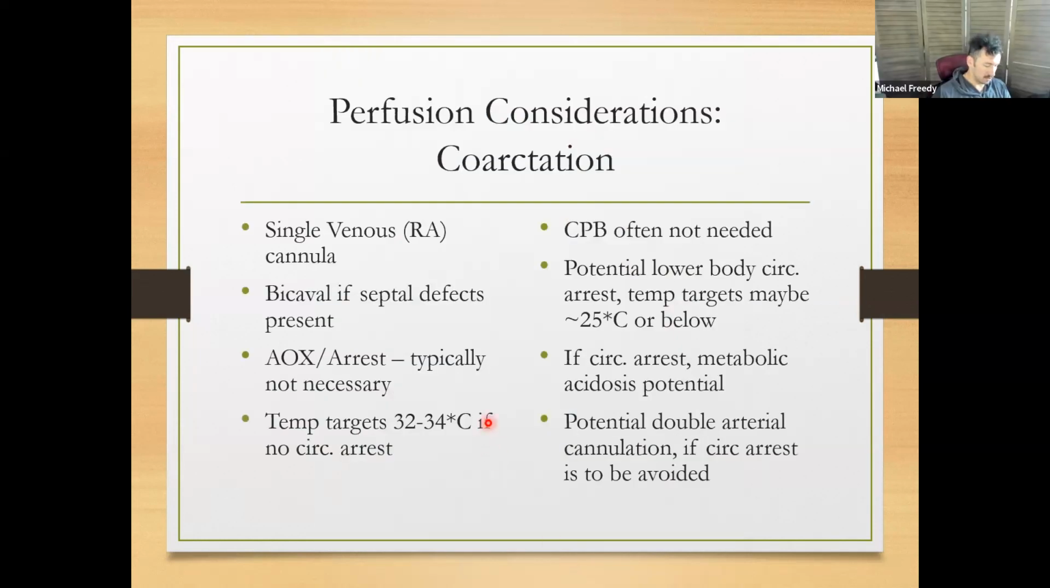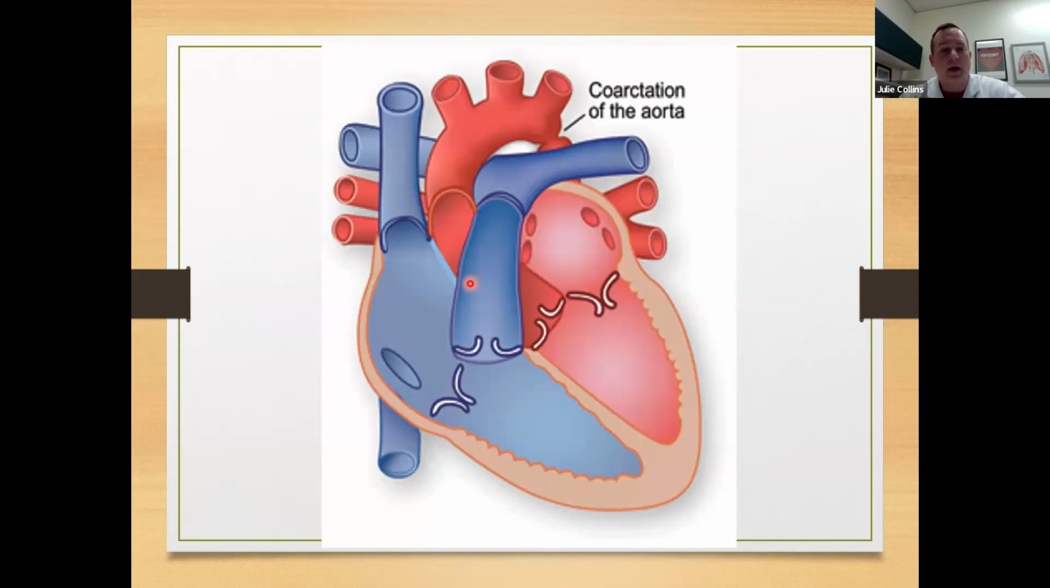Two arterial cannulations. Yeah, you can do a dual arterial cannula if you feel it's a severe enough coarc and you're going on bypass, to really minimize any time of lower body circ arrest. You can do a dual arterial cannulation. Would you consider left heart bypass? I would say on a kid, probably not.